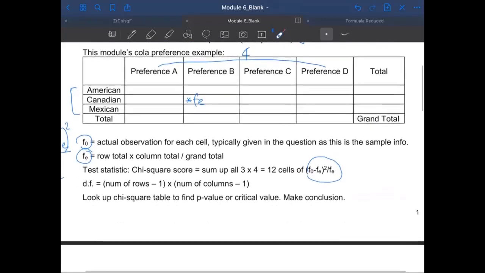Okay, so once you figure out each one of them, the ratio here, you're going to sum them up. You can see the sum. And then that's going to give you the test statistic. And then you're going to find the corresponding degrees of freedom. Then you're going to look up the chi-square table to find it.